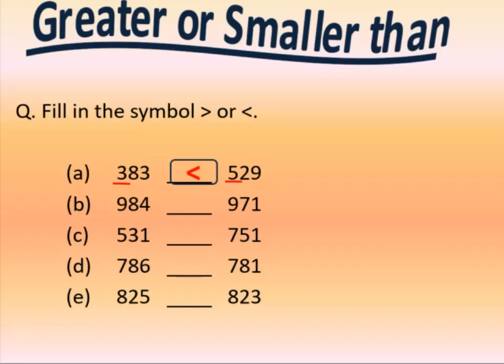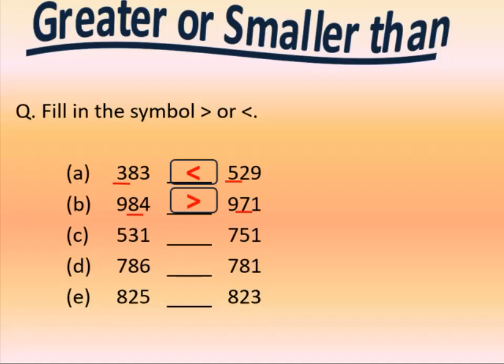In part B, we have 984 and the other number is 971. First, we will see the 100 place digits. On 100 place, we have the same number. So what do we do? We will move towards the 10 place. On the 10 place, we have 8 and in the next number, we have 7. So which number is bigger between these two numbers? Yes, 8. So we will put this sign.